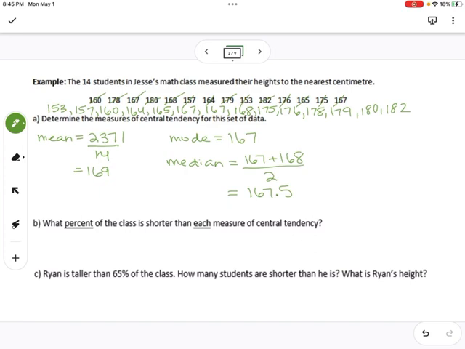Okay. What percent of the class is shorter than each measure of central tendency? So if we look at the mean, our mean is 169, and we want to count the number of students below 169. So that's 1, 2, 3, 4, 5, 6, 7, 8. That is 8 out of 14 students that are shorter than the mean. So 8 divided by 14 times 100 gives us our percent, and that is 57%.